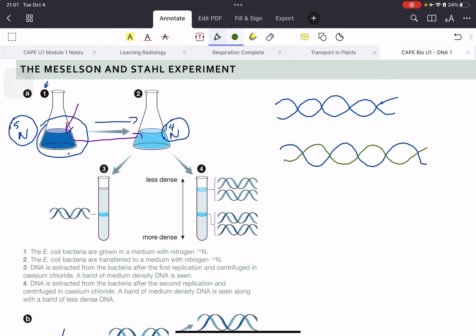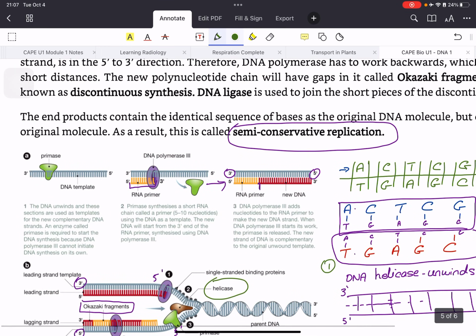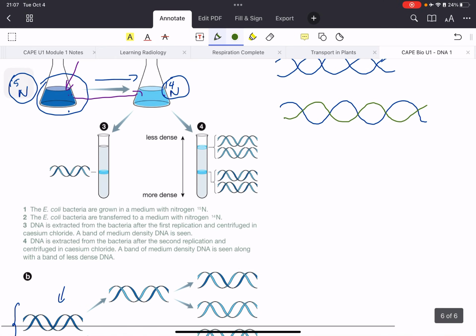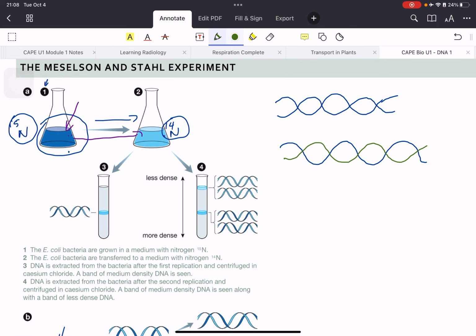Well, this is where the whole thing about semi-conservative replication comes in. It's only half conservative. Conservative meaning that you preserve the whole thing, but we say this is semi-conservative, meaning there's always a part of the original DNA molecule in the replication, no matter what, right?